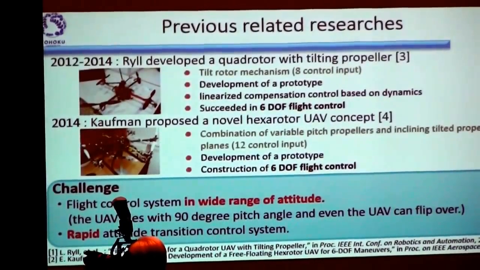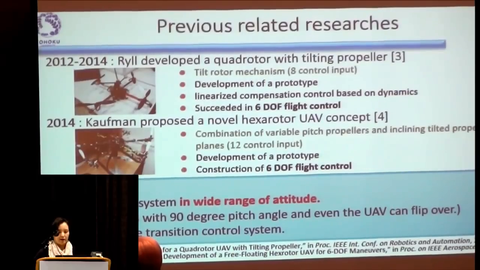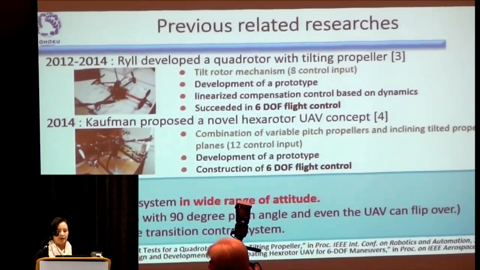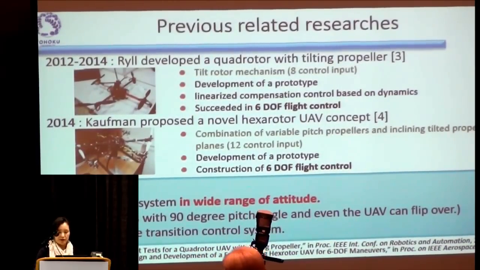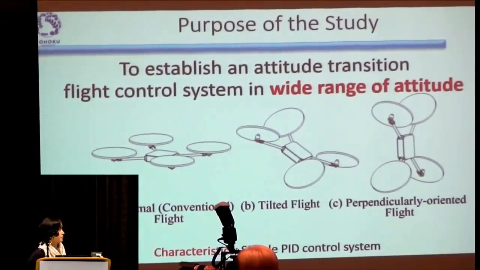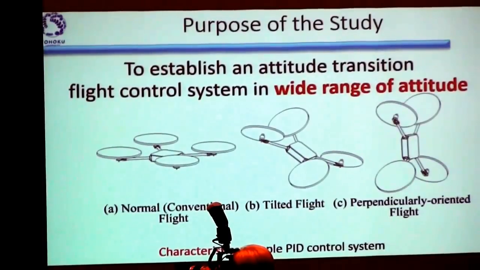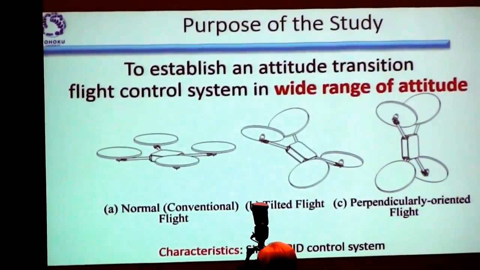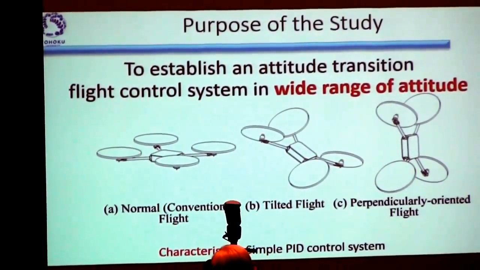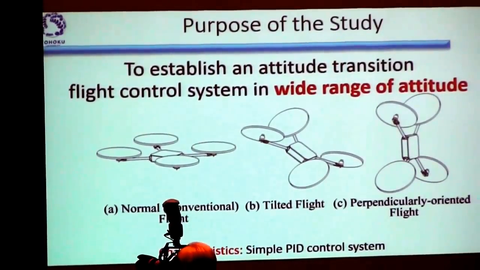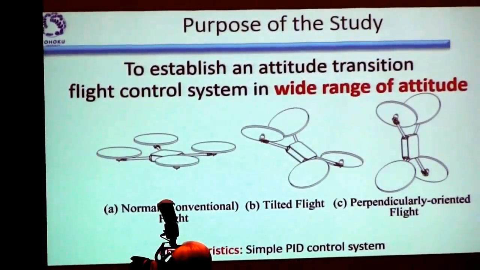Actually there is several research related to our topic, but none has achieved a flight control system for a wide range of attitude change, and nobody has succeeded in a rapid attitude transition control system. So the purpose of our study is to establish an attitude transition flight control system for a wide range of attitude change. We call the normal hovering state the conventional flight, and if we pitch up the UAV, we call it the perpendicular oriented flight.